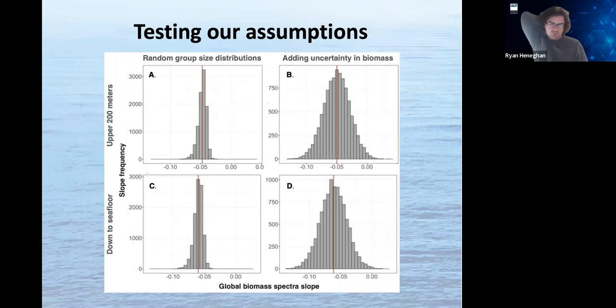If anyone has done regional size spectrum studies, you know that even within a region, where you've got a lot more temporal variability, you get a much bigger range of possible slopes for a single ecosystem. So at the global scale, we found it was pretty robust.